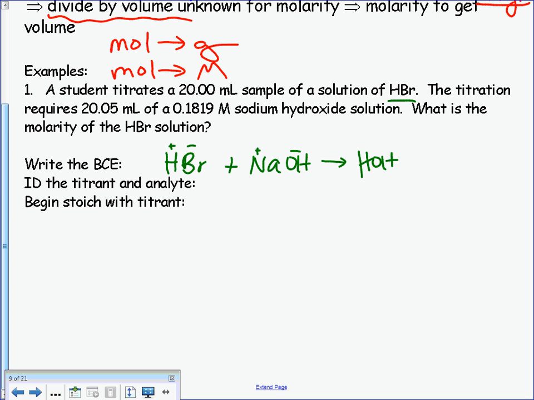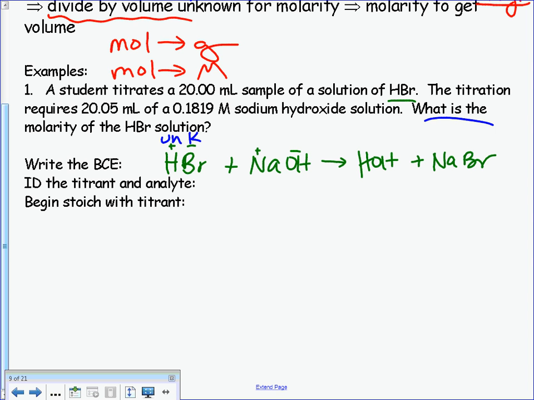HOH and NaBr. And these were all one plus and one minus charges, so there are no blatant subscripts. They're all ones. Okay, so let's figure out, based off the reading, which is the unknown. Which reactant? HBr, because it says find the molarity of HBr. So that's our question. So I'm just going to put unknown here so we remember that's who we're looking for.